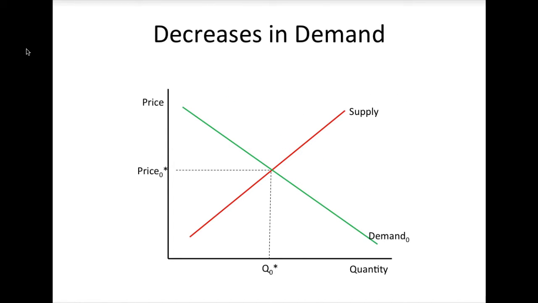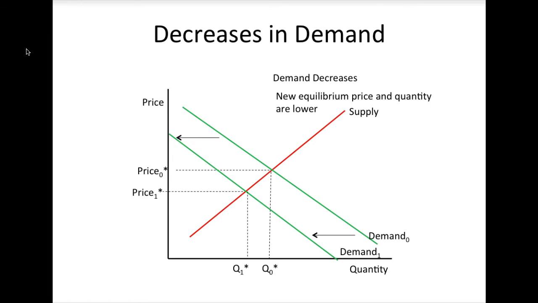If demand decreases, say because the price of a substitute good has fallen, then the demand curve will shift to the left and the equilibrium price and quantity will be lower.